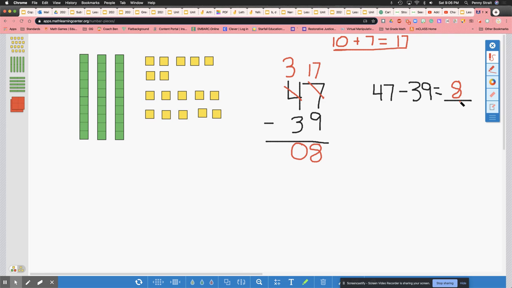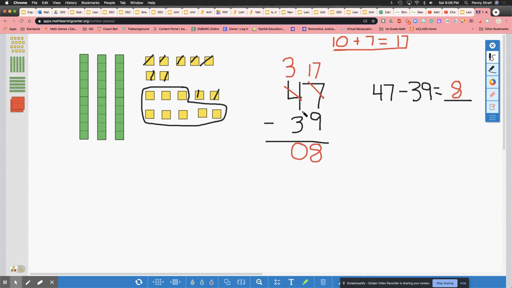So I'm going to grab my pen and I'm going to start crossing off. I'm going to take away 9. So I know that I'm going to take away 1, 2, 3, 4, 5, 6, 7, 8, 9. And right away I can see that in my ones place, 17 minus 9 is 8.